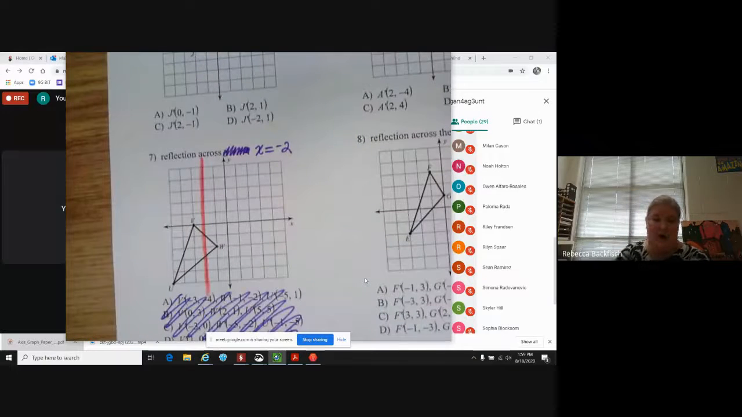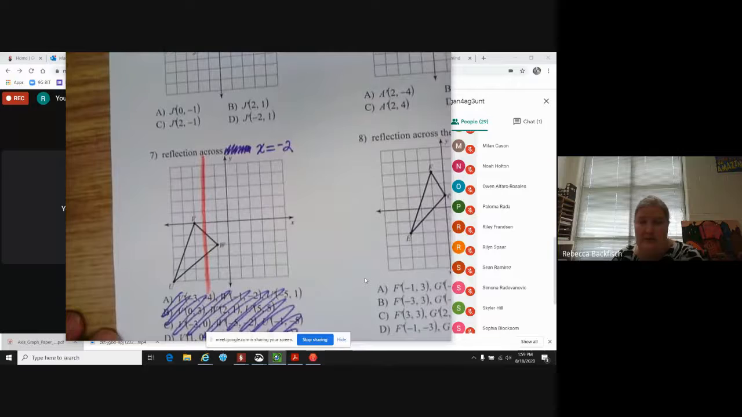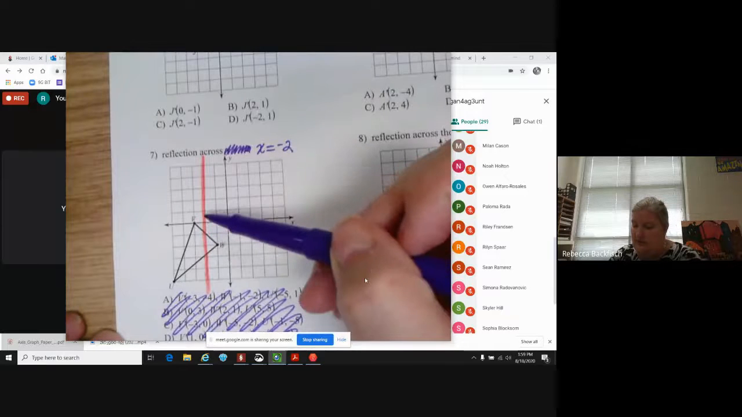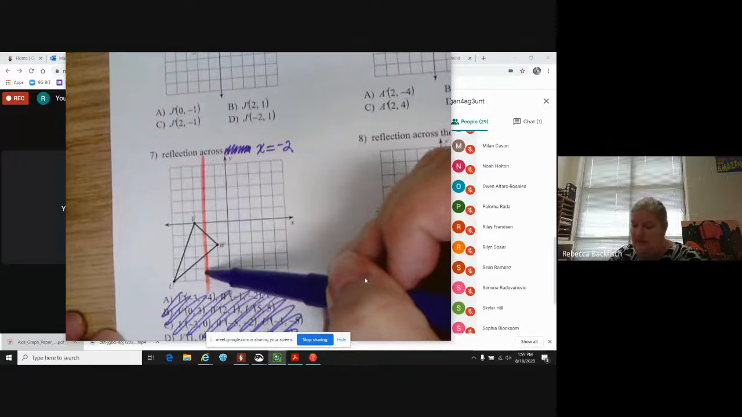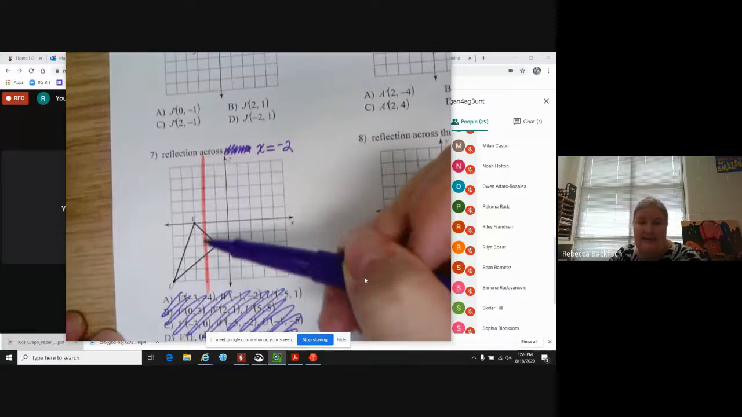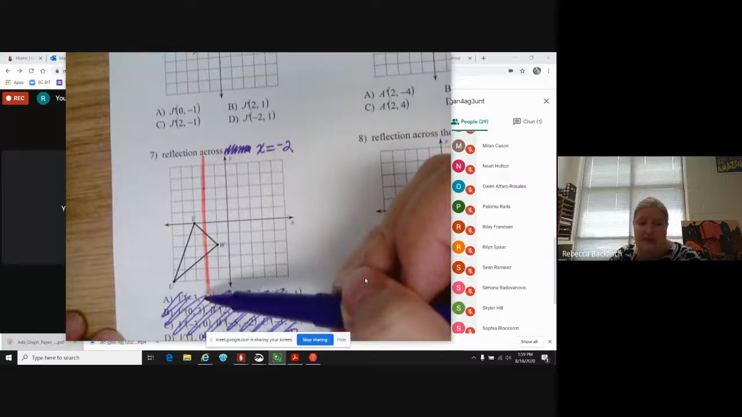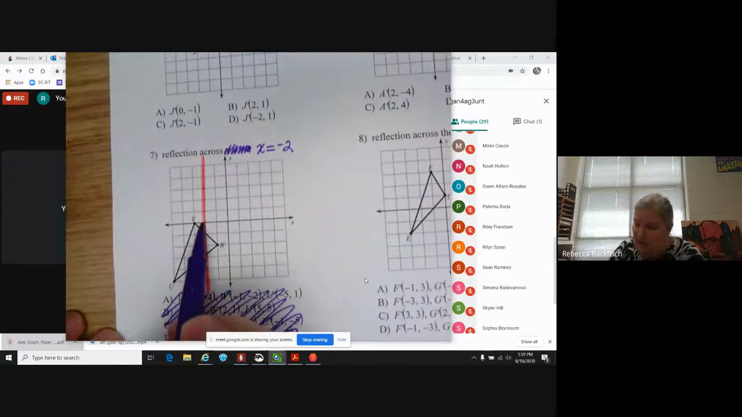That's the line with all the points on it having an x value of -2, like (-2, 0), (-2, 1), (-2, 2), (-2, 3), and (-2, -5), and so on. Every point on that line has an x value of -2. So to figure out where these points are going to go, I'm going to figure out how far left or right they are from that line and go the other way.